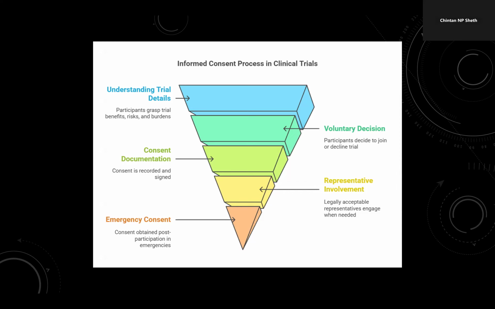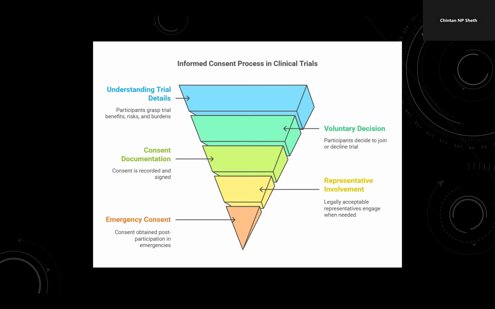In emergency situations where consent cannot be obtained prior to the trial participation, consent should be obtained from the participant or their legally acceptable representative as soon as possible, in accordance with the regulatory requirements and processes approved by IRB or IEC.